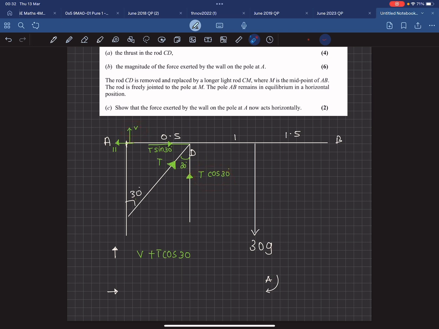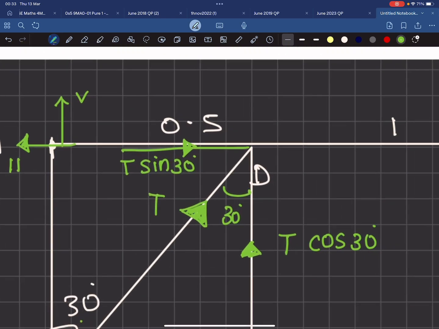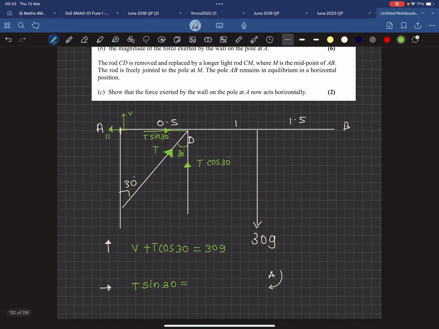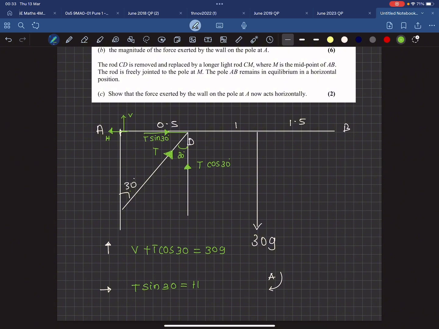Now I can do up equals down. Upwards, V, and then T cos 30 is facing upwards as well. That's equal to downwards, which is 30G. Right equals left. I can see T sine 30 is facing the right hand side. And then on the left hand side, I can see H. So that's H.